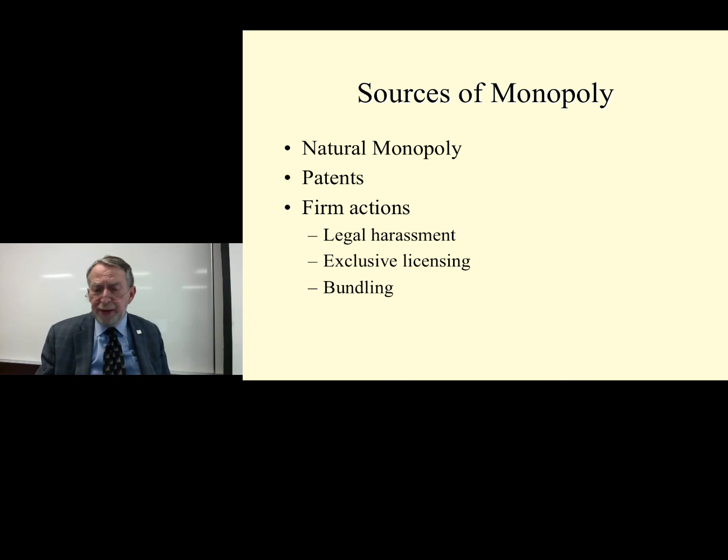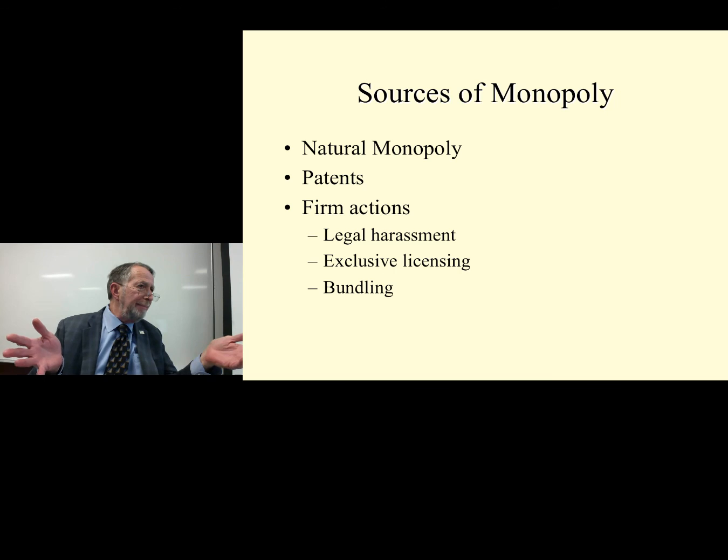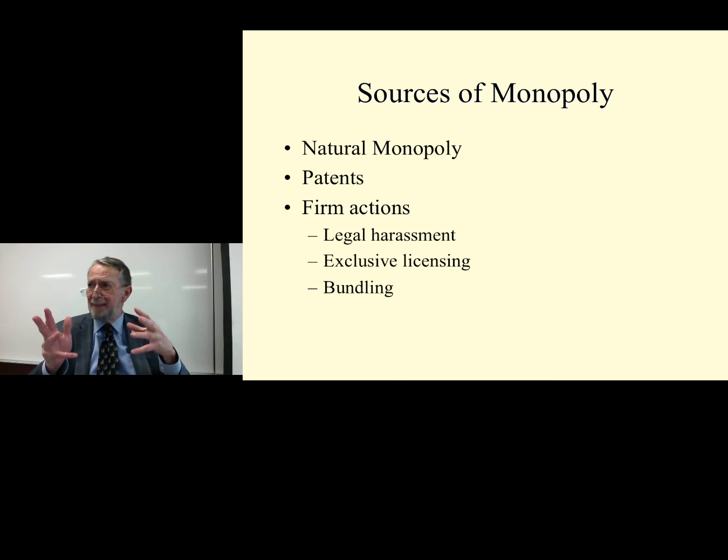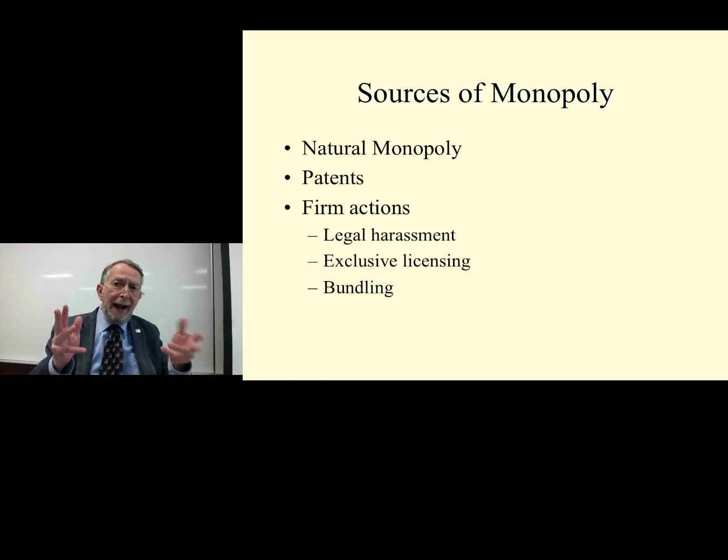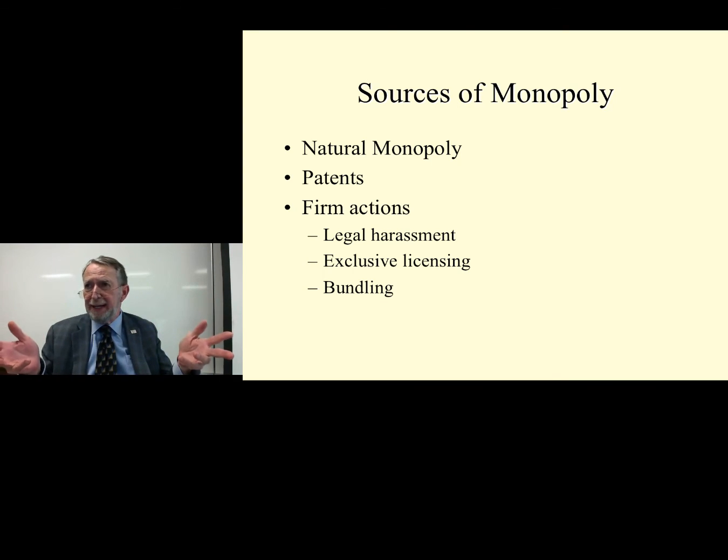Well, the first example is called a natural monopoly, and that is, there are some markets that will not support more than one firm. If you think about the local power company, there's only one local power company. The local gas company, there's only one gas company. The same thing with the water company. They each have what's called a natural monopoly, and that is, the market will only support one firm.